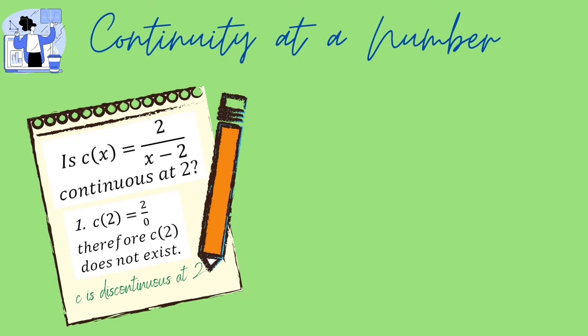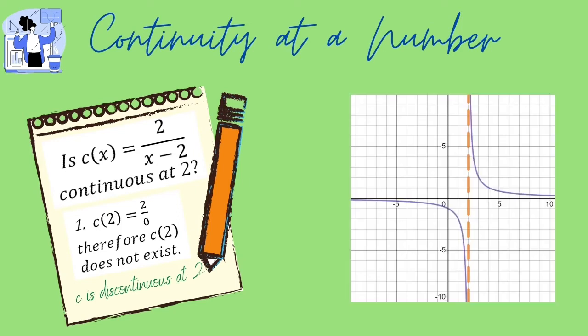Looking at its graph, we find a vertical asymptote x equals 2 since the limit of c of x as x approaches 2 from the left is negative infinity, while the limit of c of x as x approaches 2 from the right is positive infinity.